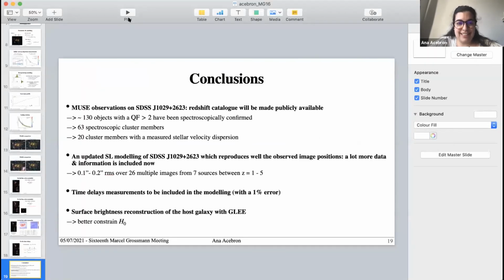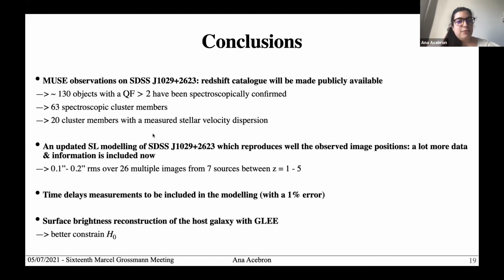As a conclusion, I would like to say that the MUSE observation will be made publicly available soon. We have 130 objects with the high quality flag that have been spectroscopically confirmed. 63 of them are cluster members, and 20 of those have a reliably measured stellar velocity dispersion. We have shown an updated strong lensing modeling with 2 different models, which both reproduce very well the observed images position while taking a lot more data into account. So we reach between 0.1 and 0.2 RMS for 26 multiple images.